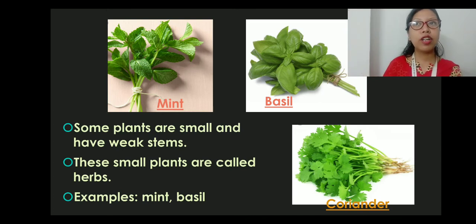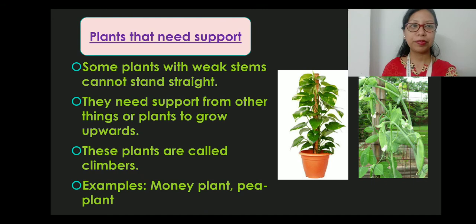Because they are weak, because they are soft, we can eat the stems. But it is not possible with the rose plant or hibiscus plant. Why? Because they have the woody stem. The stems are very hard. Okay, so some plants have woody stems, and those plants are called shrubs, and some plants have weak stems, and those plants are called herbs. For example, mint and basil. Clear? I hope this is clear to you.